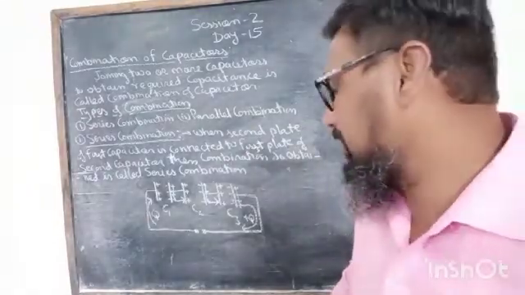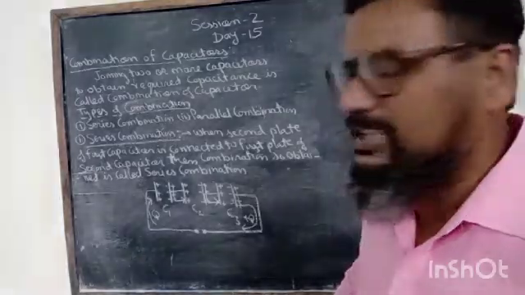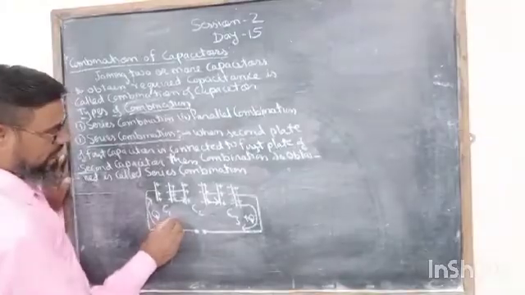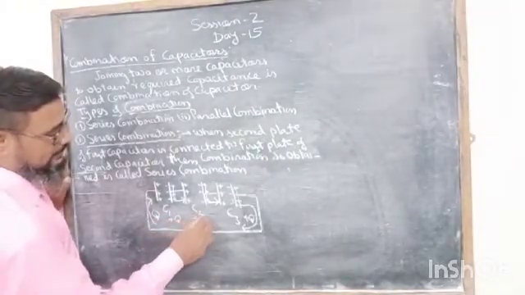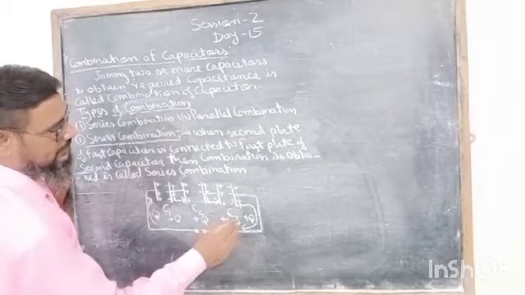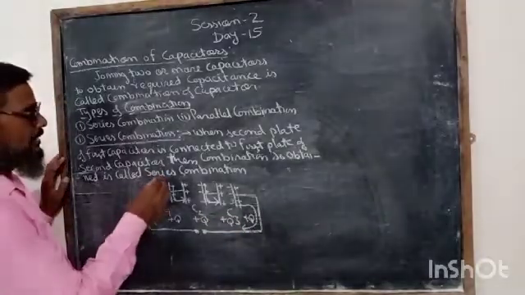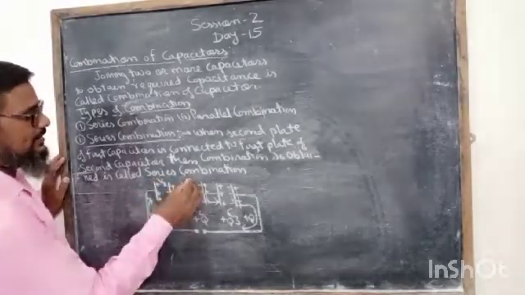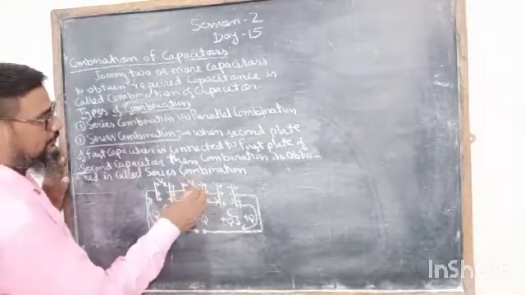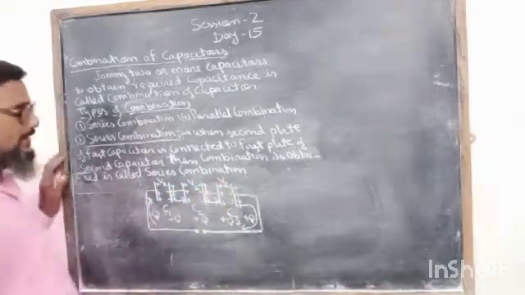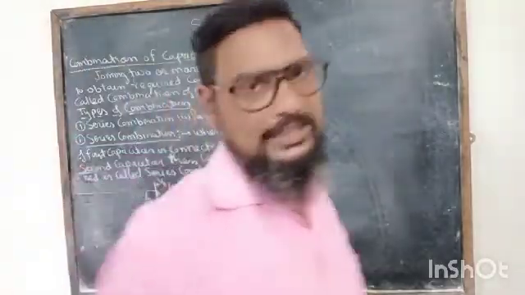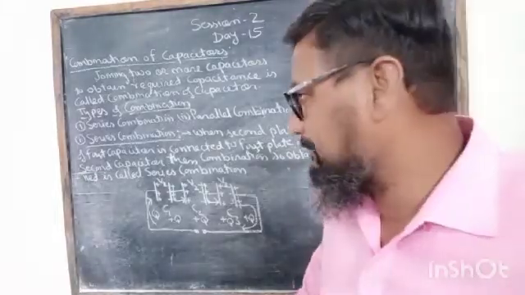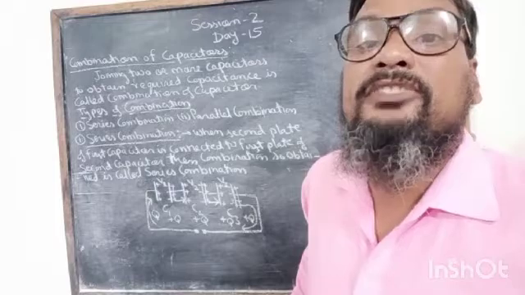Means in series combination, the charges of all capacitors are equal. The charge of this capacitor is also plus Q, the charge of this capacitor is also plus Q, the charge of this capacitor is also plus Q, but their potentials are different. So let the potential of capacitor with C1 be V1, for C2 be V2, and for C3 be V3. So these are the potentials and charges. So in series combination, the charges are the same, but the potentials are different.